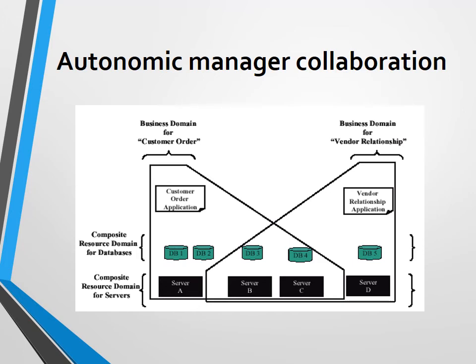We all understand what shared resources are. DB3, DB4, Server B and Server C are shared between the applications. We manage them separately. There is a minimum of four management domains. Each of the applications, customer order and vendor relationship, has a domain focused on the business system it implements. In addition, there is a composite resource domain for managing the common issues across the databases and a composite resource domain for managing common issues for the servers.